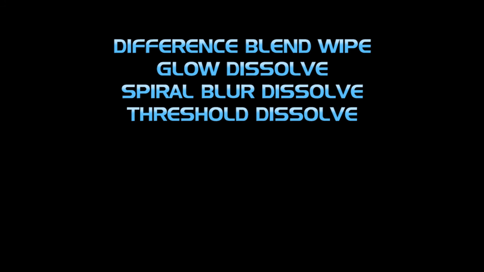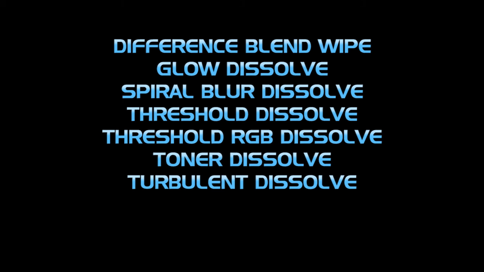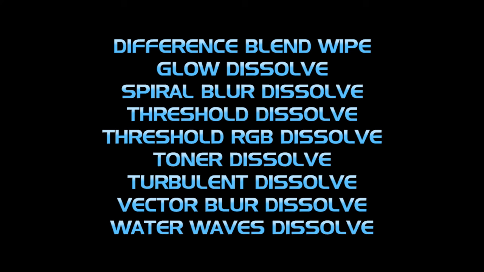In this episode I'll be showing you the 9 new transitions that you'll find in Final Effects Complete version 7. The transitions are Difference Blend Wipe, Glow Dissolve, Spiral Blur Dissolve, Threshold Dissolve, Threshold RGB Dissolve, Toner Dissolve, Turbulent Dissolve, Vector Blur Dissolve, Water Waves Dissolve.